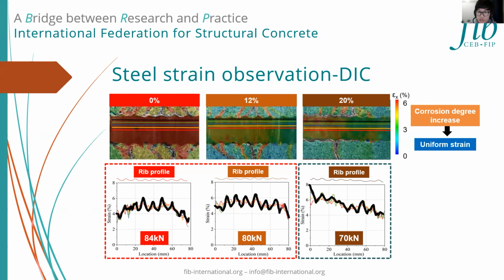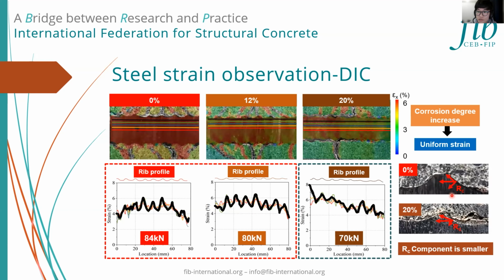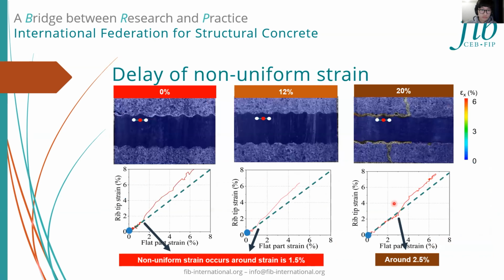This is because as the corrosion degree increases, the rib profile is changed, which results in the reduction of rib height and the dip angle. For a given local bond stress, the component of the compressive stress is smaller in the lower rib tip. Therefore, on average, the local strain in the highly corroded case is more uniform.